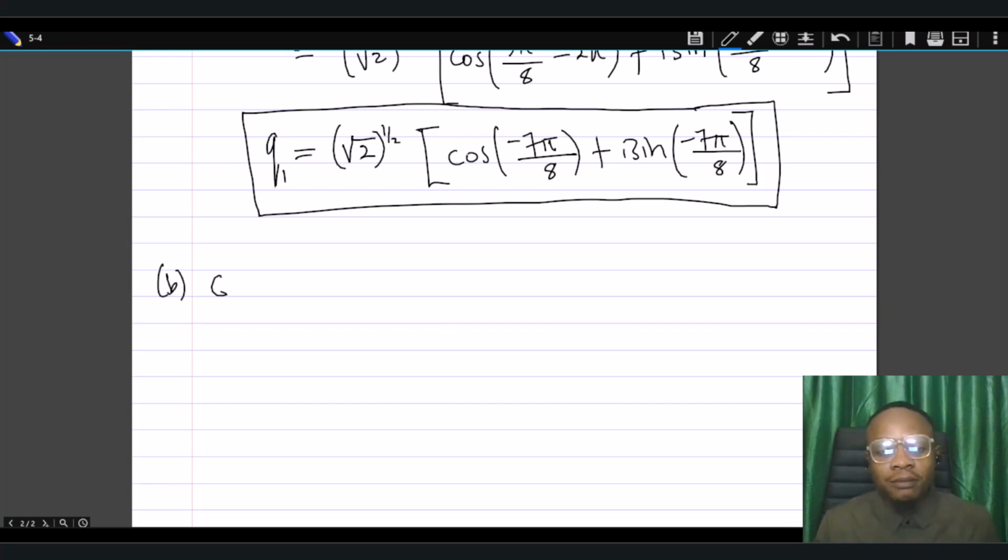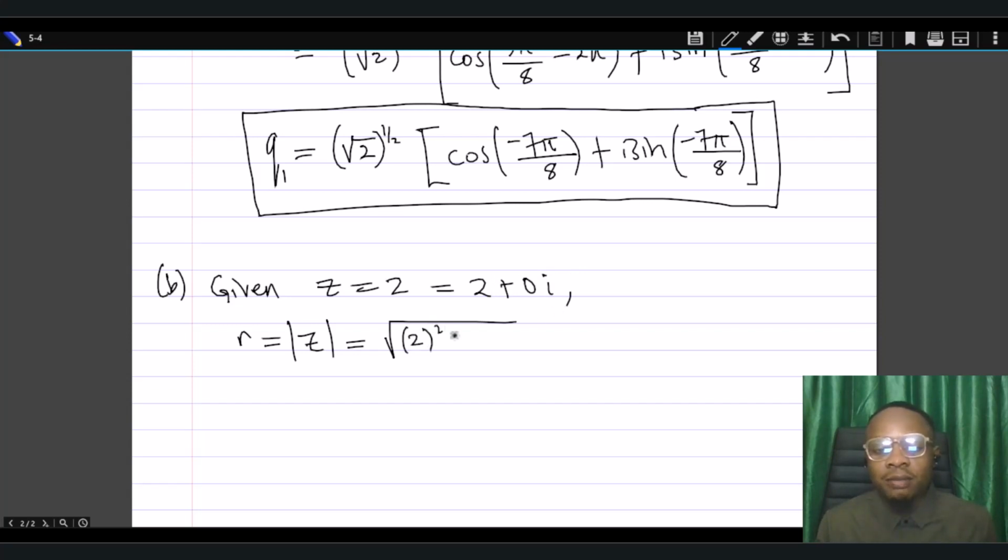So here we are given that z is equal to 2. Then r, which is equal to the modulus of z, is equal to 2. If you like, this is the same thing as 2 plus 0I. So this is a complex number with 0 imaginary part. So the modulus of this will just be the real part squared plus the imaginary part squared. So that is 2 basically.